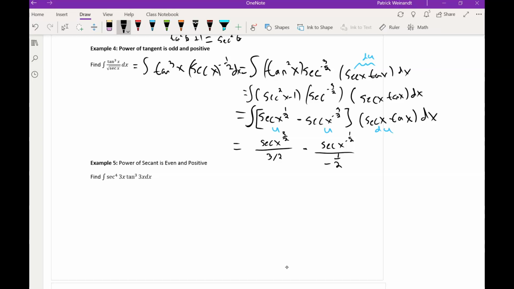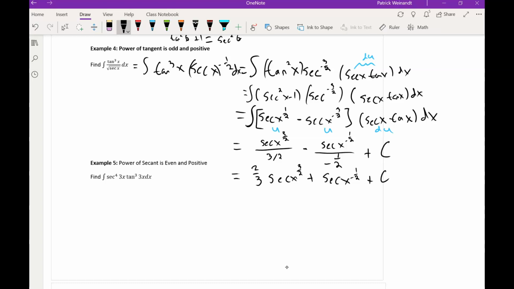Okay, we'll clean this up at the end. Then we are doing an indefinite integral, so we have that plus c. This is all equal to, simplify, this is the same as 2/3 secant x to the 3/2, minus, and then we're dividing by -1/2. That's the same as multiplying by -2. Negative times negative is a positive, so positive secant x to the -1/2 plus c.